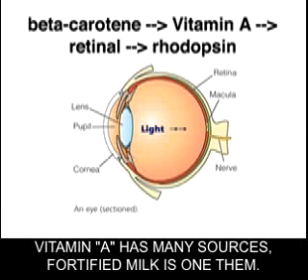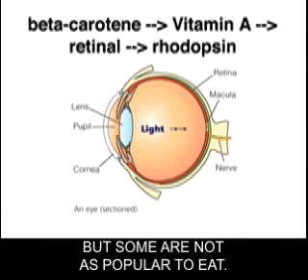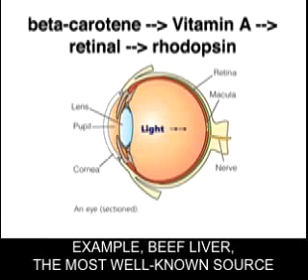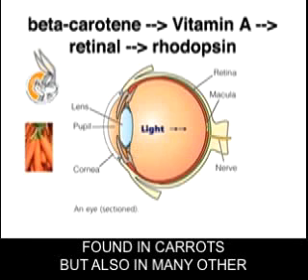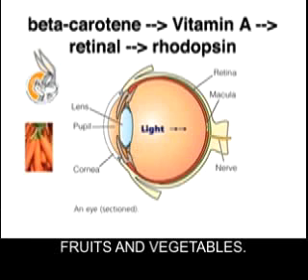Vitamin A has many sources. Fortified milk is one of them, but some are not as popular to eat. Example, beef liver. The most well-known source of vitamin A is its precursors, beta-carotene, found in carrots but also in many other fruits and vegetables.